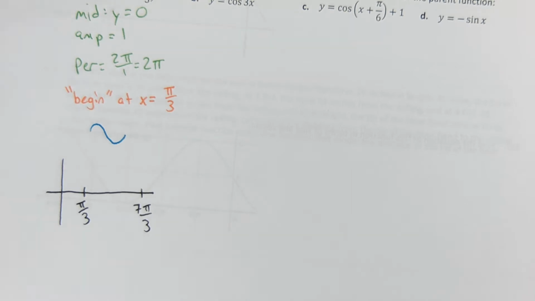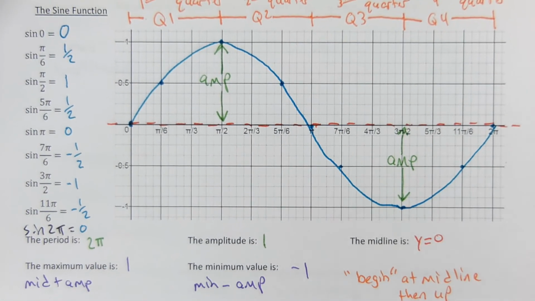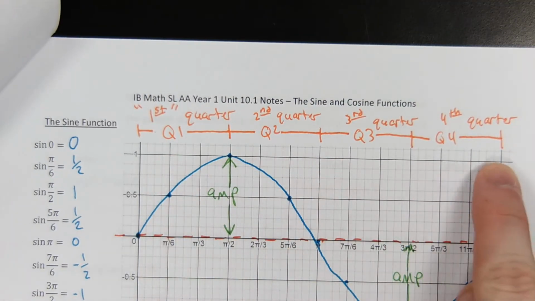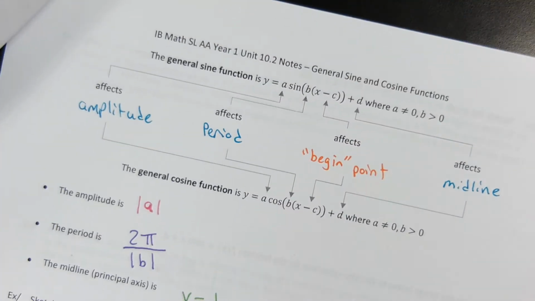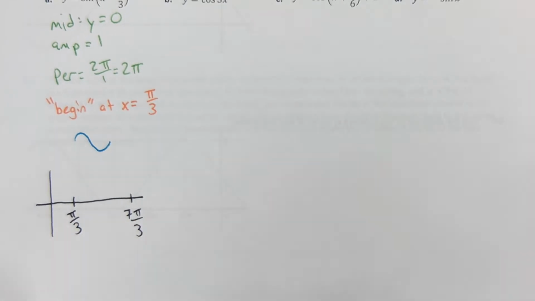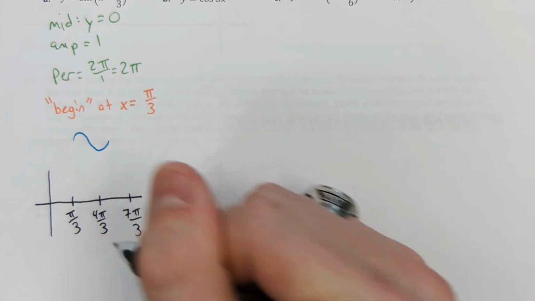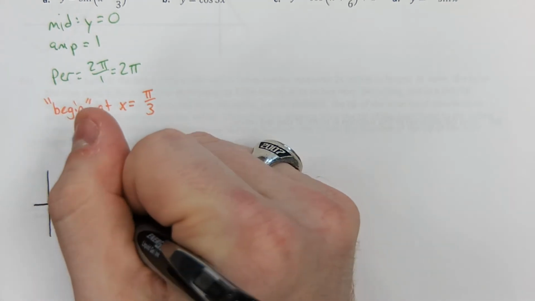If you recall yesterday, I said that your sine and cosine waves can all be split into 4 pieces that represent the quadrants, like that. So what I'm going to do is I'm going to take the span, which is the whole period. I'll cut that in half. That's going to be at 4 pi over 3. And then I'll cut those in half as well.